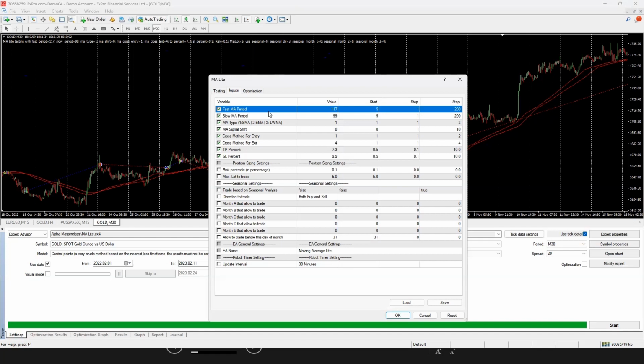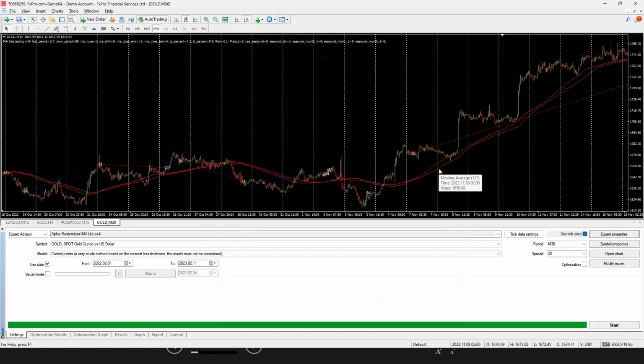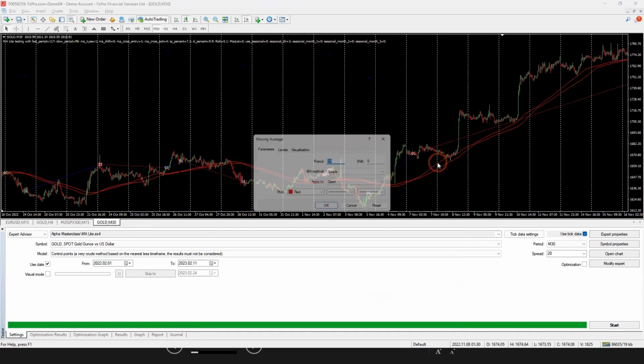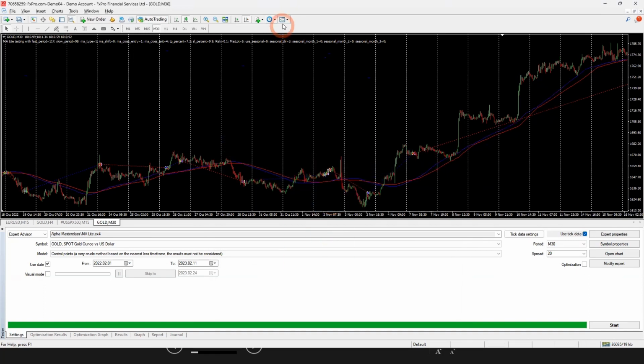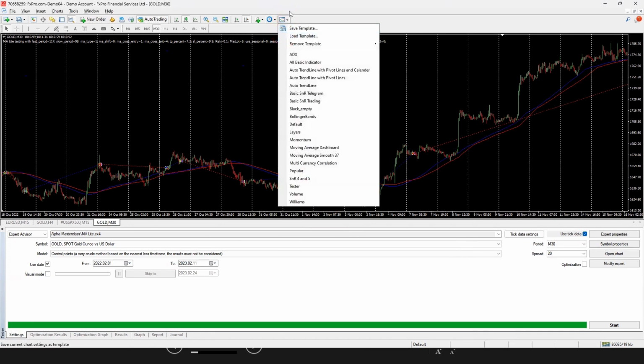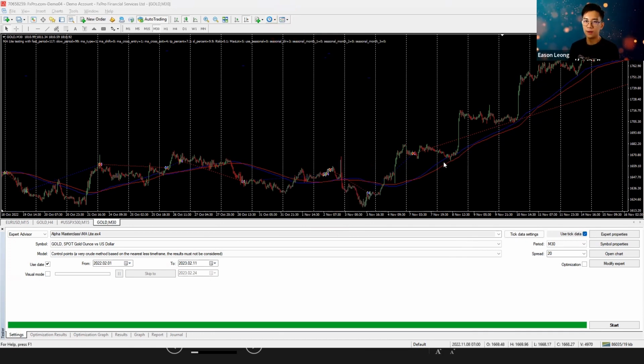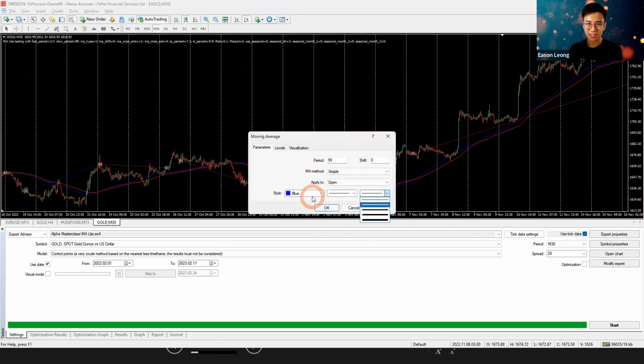And then your cross entry method is 1, which is like normal. What does this mean? Meaning that your fast moving average is the 177, and this is actually the slow one. The robot intentionally designed it to be this way. Why? Because it found that this is actually the most profitable way.